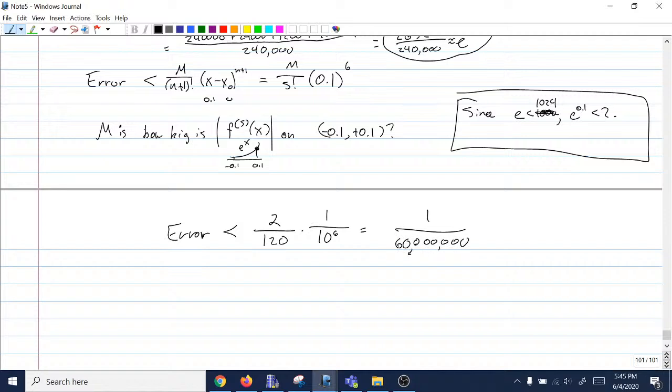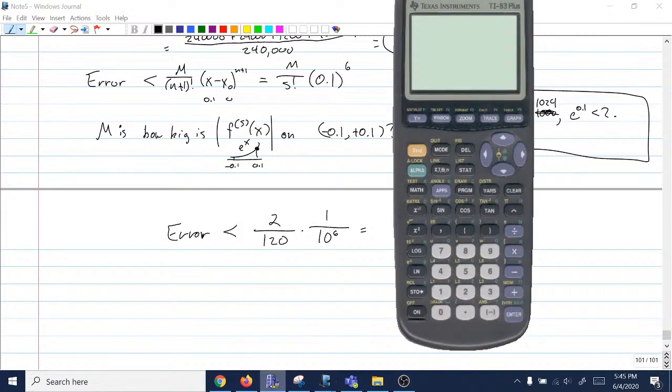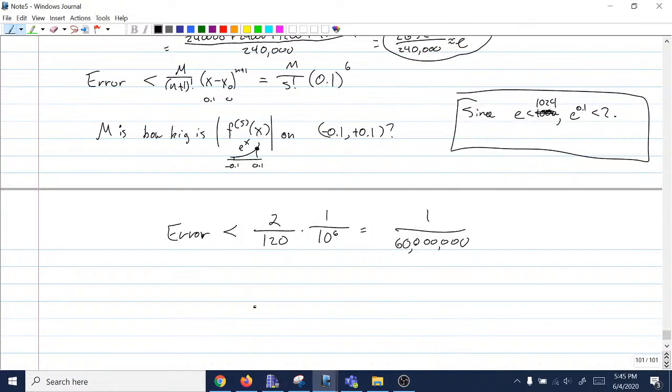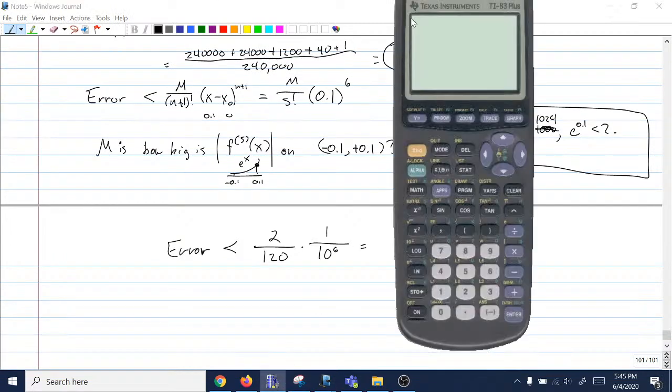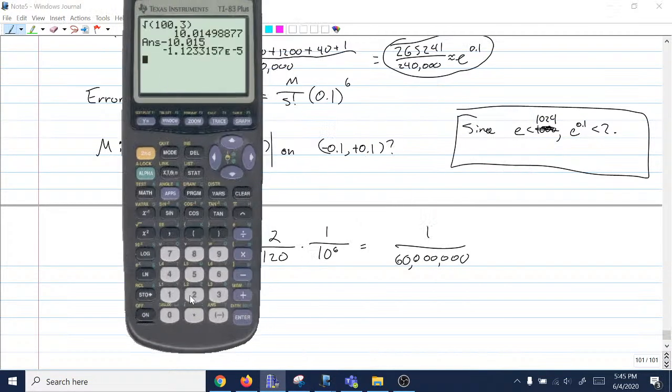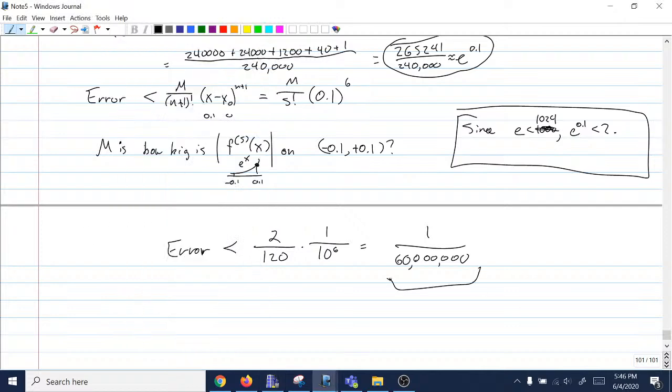Wow, we just got a really good estimate for the 10th root of e. Is this right? Dear calculator, what was 265,241 divided by 240,000? Dear calculator, what is e to the 0.1? Yep, we got 1, 2, 3, 4, 5, 6. It's out in the 7th decimal place of accuracy. Yes, this is on the order of 10 to the 7.